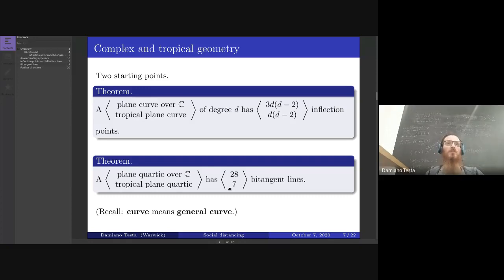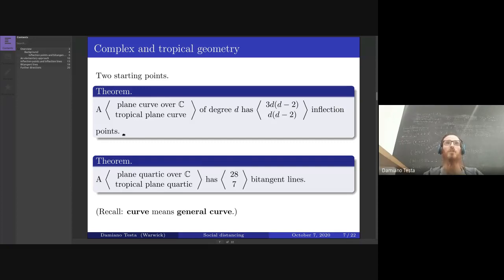As always, I'm talking about general curves, so you can find fewer if you want, but you should expect to find 7. But definitely not more than 7. And again, you can see that the ratio between these two numbers is 4. Here it was 3, and in both cases, it's a number that seems to have a relationship with the geometric configuration that we're talking about.